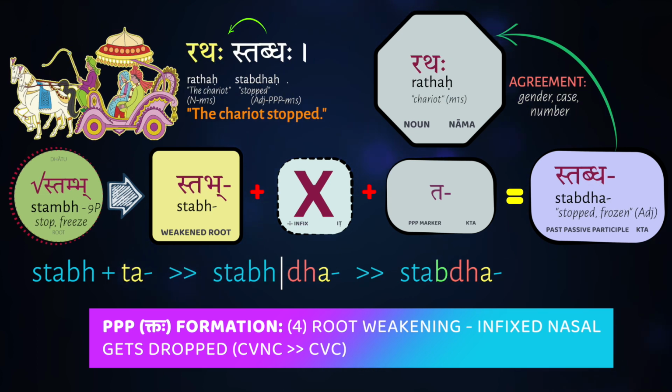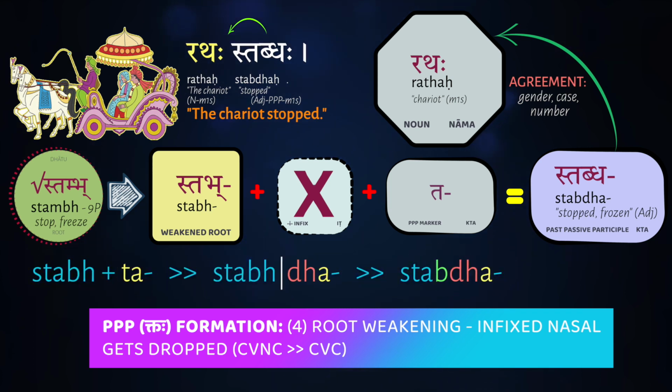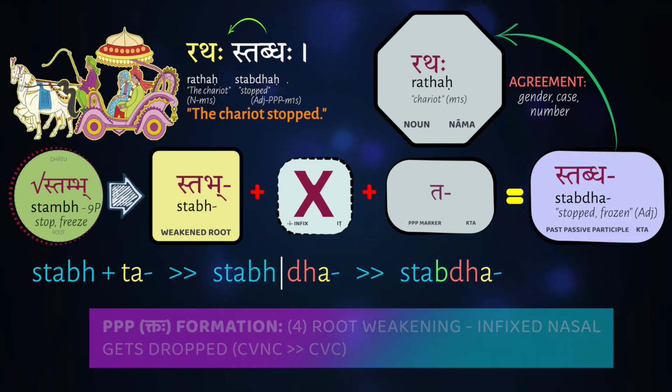Another example of this is stumb, which means to stand steady or freeze in place. To make the PPP, the root will first downgrade to stub. Then you add your ta. The same aspiration migration happens. First, the ta suffix becomes da to match the voice and aspiration of the root. Then the aspiration of the ba is lost because you can't have ba da. And so you get stub da, which means stood still or frozen in place.